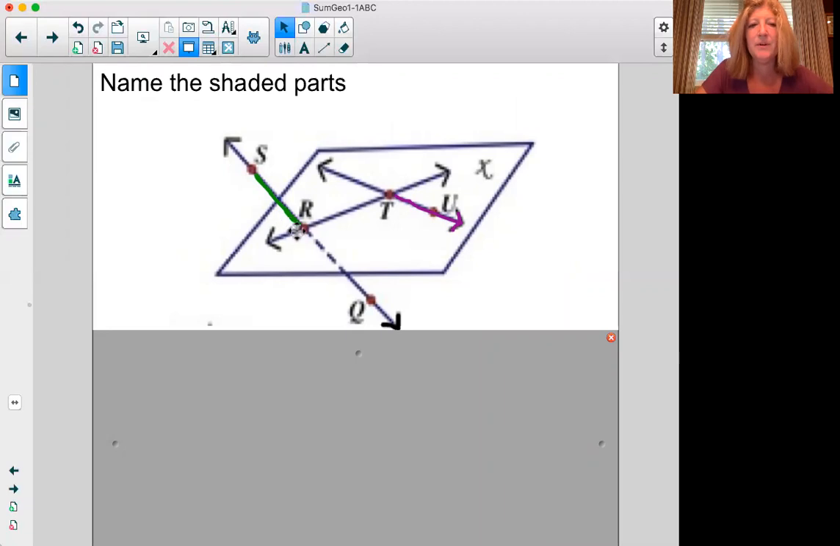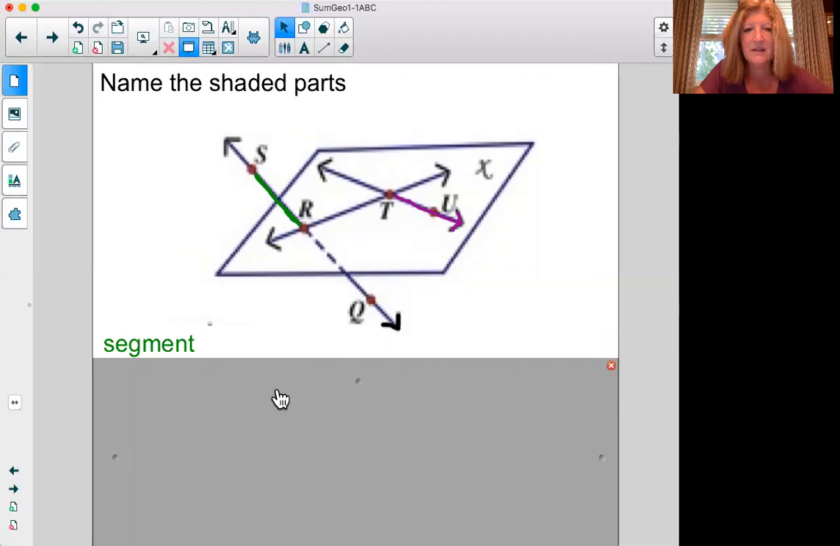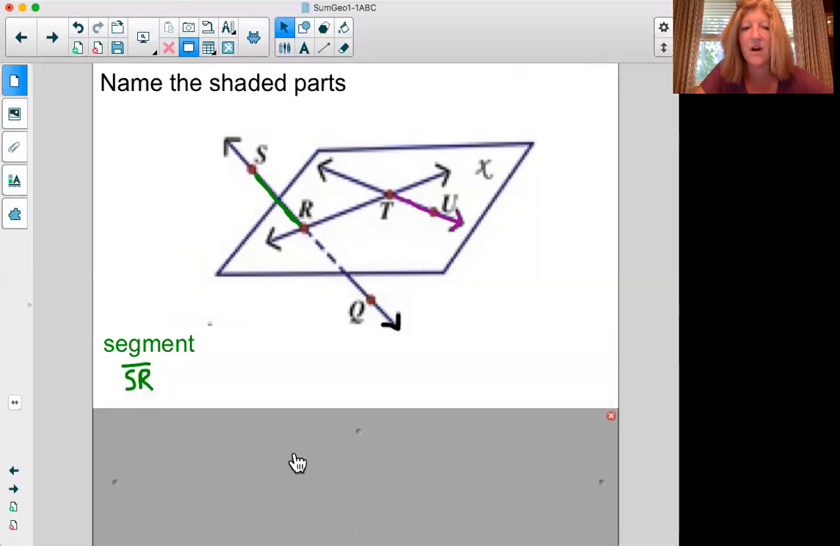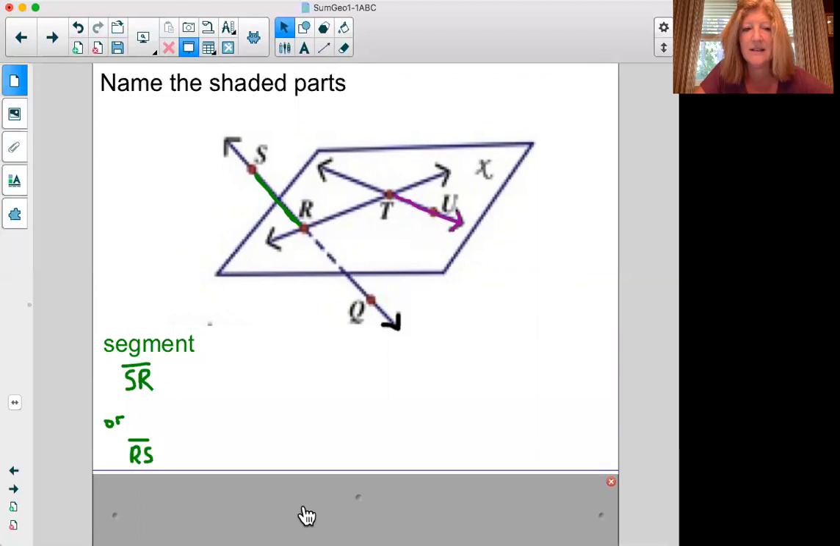So for example, what is this green thing? The green thing represents a segment. And so how would you name that? The segment you would name by just using the endpoints. So you could either name it SR or you could name it RS and put the segment symbol above it.